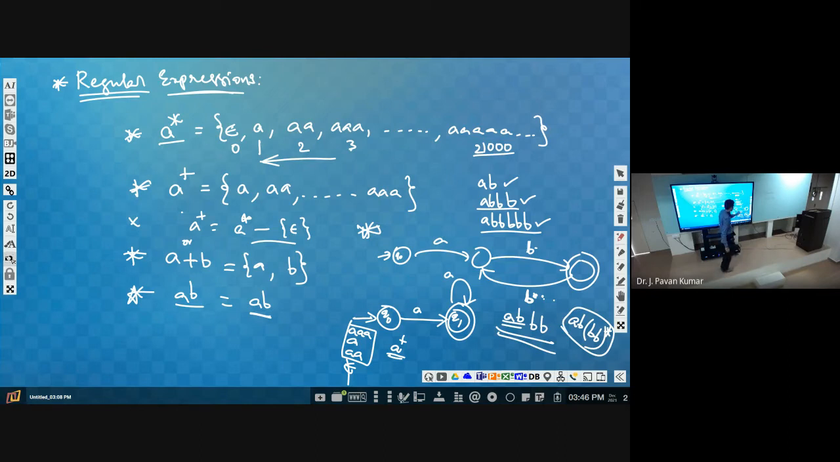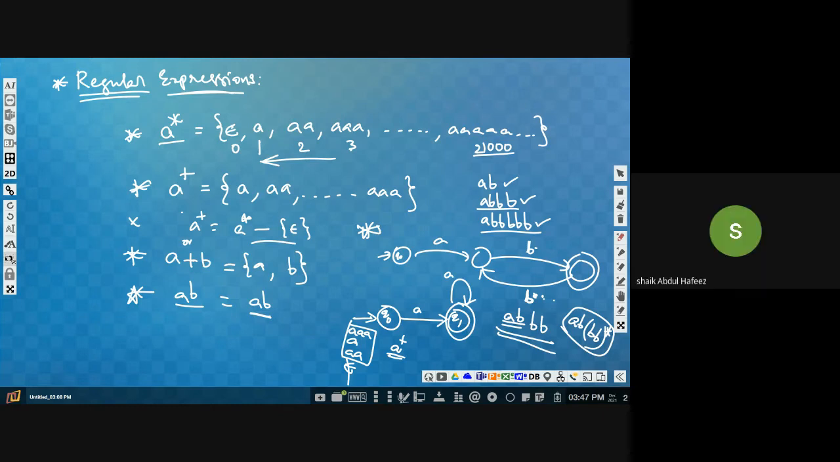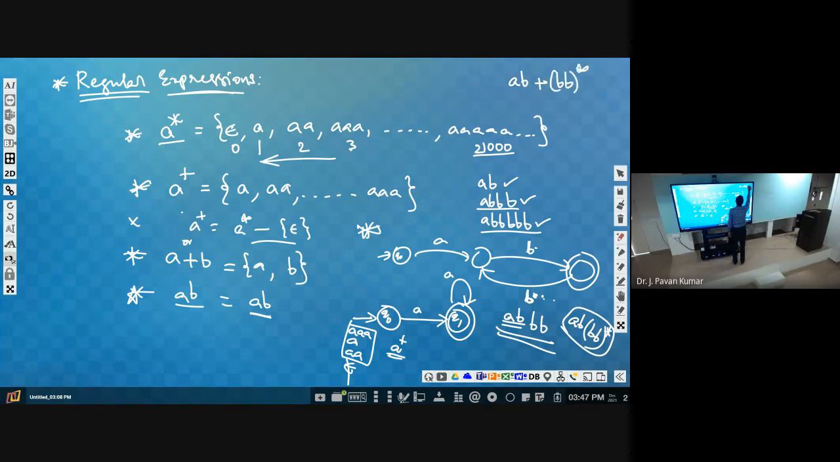I hope you understand. AB we have to take, but this BB is optional. If you take one B, definitely the second B we should take. Understand? This is a regular expression. By using this particular one, we can check whether the given string is accepted by the finite automata or not. Yes or no? Sir, should we write AB plus BB star, like it's optional? So we will write OR. AB plus BB star, whole star.